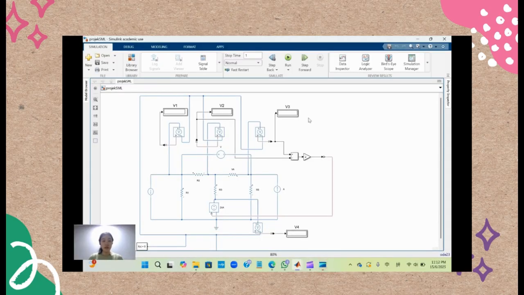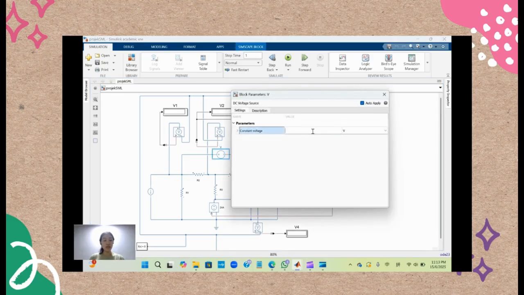I will present about the Simulink, and this is the Simulink layer of our group. Since we need to find V1, V2, V3, and V4, we have four voltage sensors and two gains, which relate to the equation VA equals V3 minus V2. Since we need to find V4, V4 is equal to 2VA, so a gain of 2 is needed.